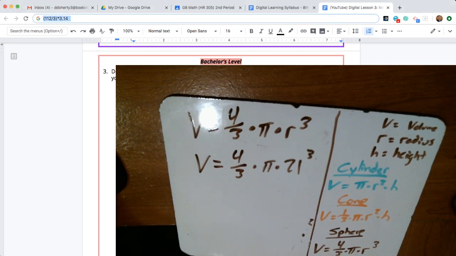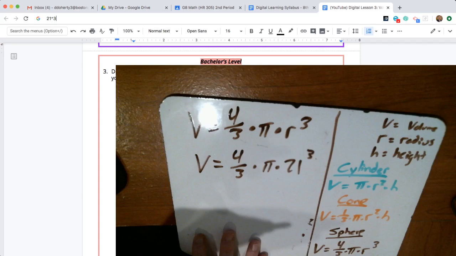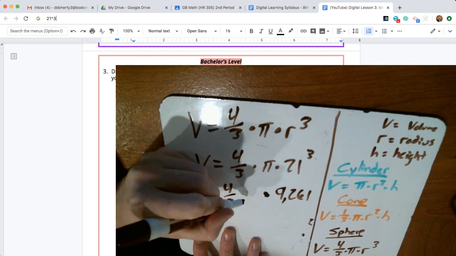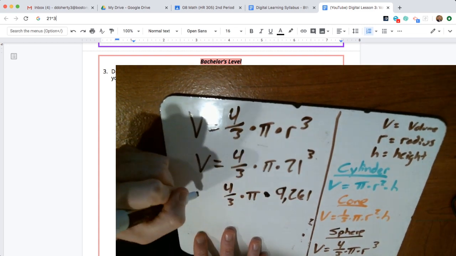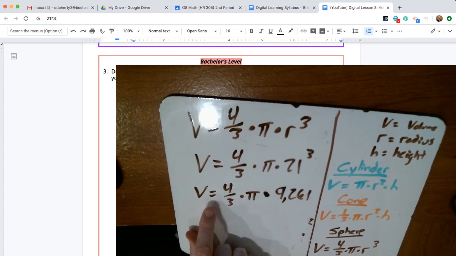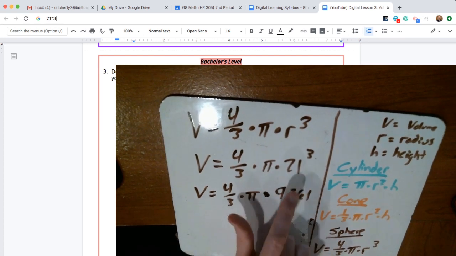I don't want to multiply that out by hand, so I'll go ahead and use Google's calculator. 21 raised to the 3rd power, or 21 times 21 times 21, is going to give us 9,261. That's still going to get multiplied with pi and by 4/3, so I bring the rest of the formula down. The volume of this sphere is equal to 21 cubed, which is now 9,261, times 4/3 times pi.